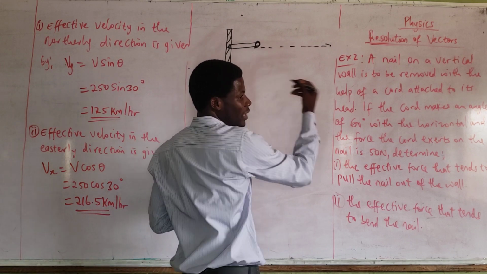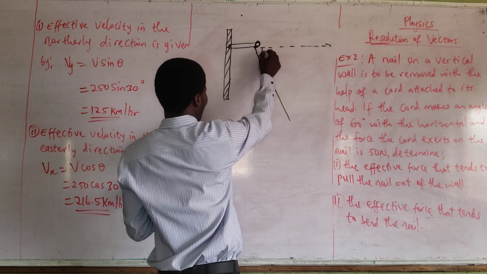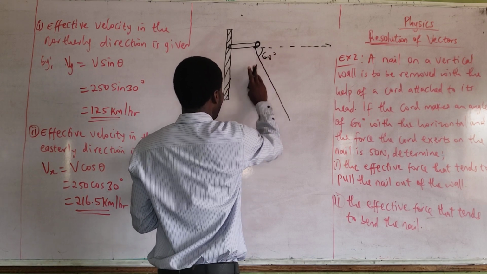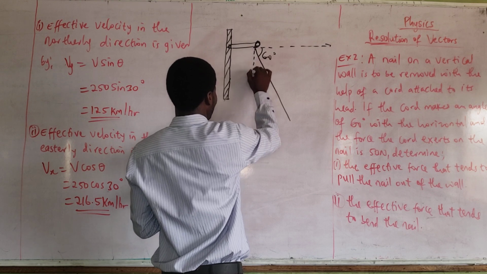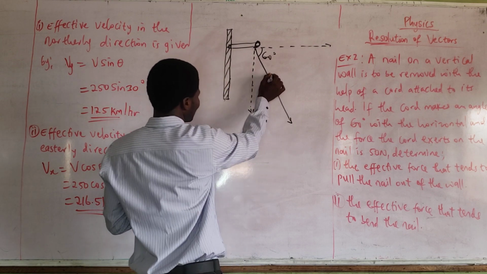So that 60 is an acute angle. So let's say this is 60, an acute angle. Straight down like this is 90, and that is the vertical component, or the vertical direction. So these are the resultant.